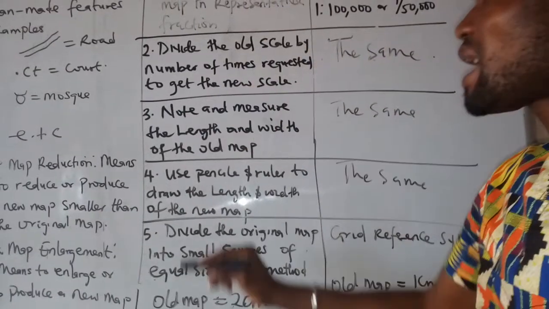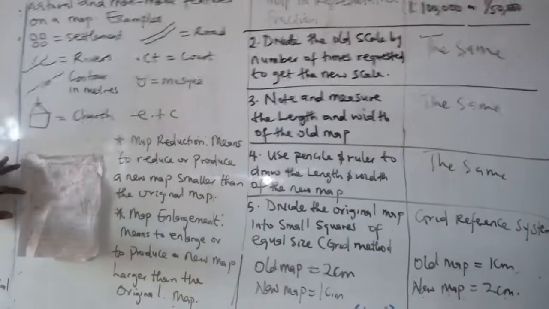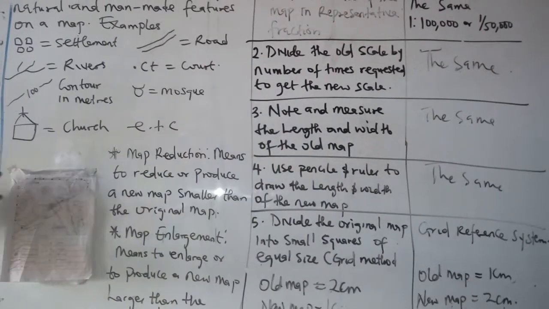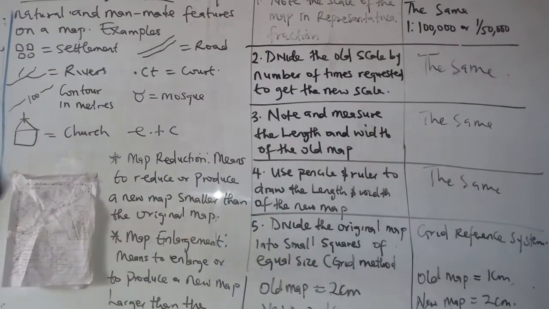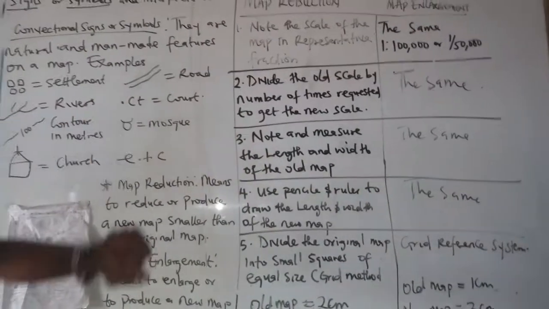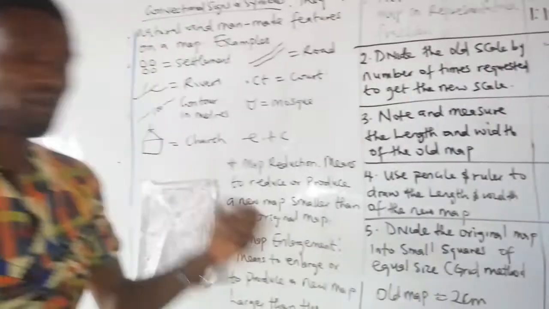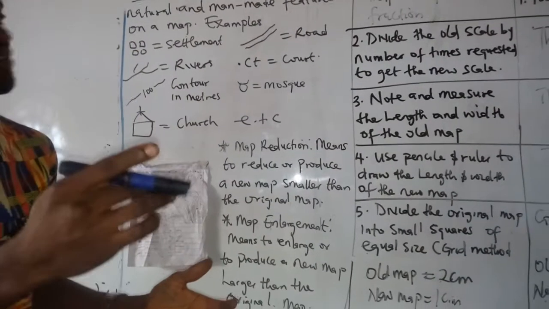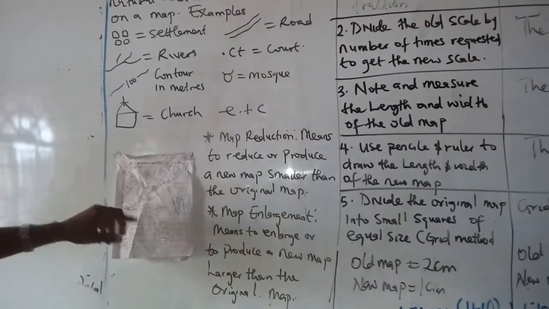Now, if the examiner asks you to reproduce a map by half. Are you with me? You continue. If the examiner asks you to reproduce a map by half, the first thing you're going to do is this. In any equation, you must see to reduce a map by half. Once you see to reduce a map by half, it is map reduction. But at times, the examiner will remove the word reduce and say half. Now, the first thing you're going to do is note the scale of the map.